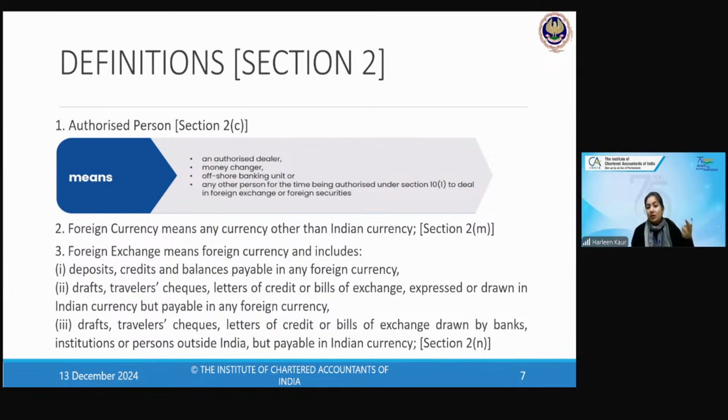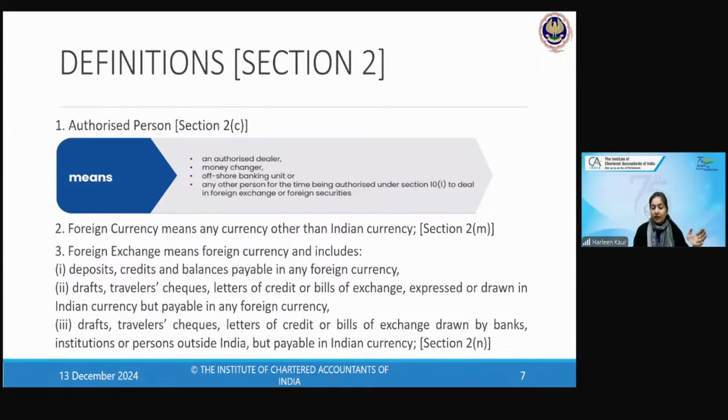For example, if you get a 2 marks definition, who is an authorized person? We have learned the definition, well and good, just write. So who is an authorized person? Basically, you have to keep in mind the picture of the bank that you go to exchange the money. You are traveling to the US, now you need exchange of money. So he's an authorized dealer, money changer, offshore banking unit, or any other person who has been authorized to deal in what? To deal in foreign exchange and foreign security. It can be the foreign exchange you're dealing in or the foreign security.